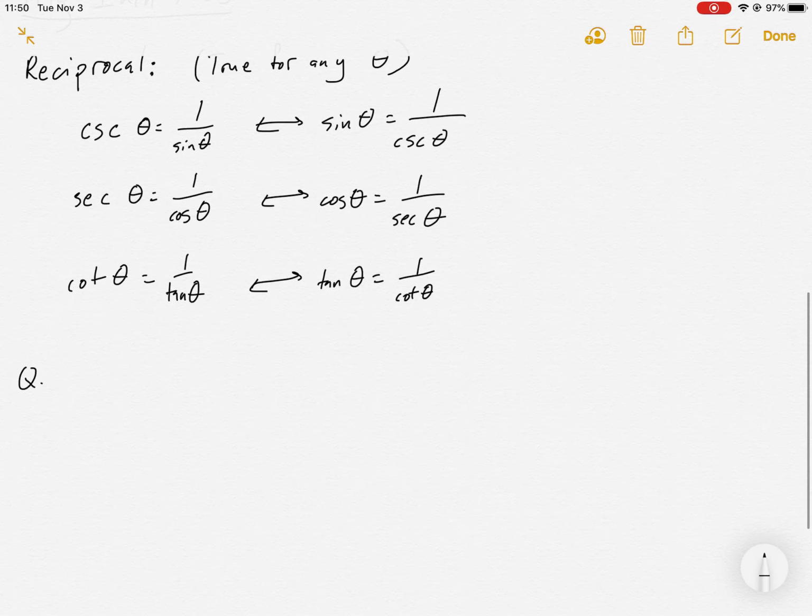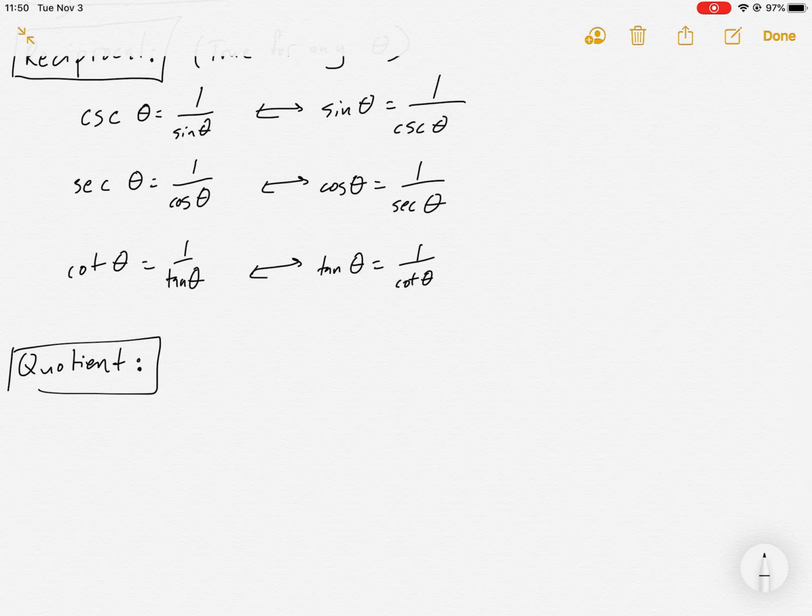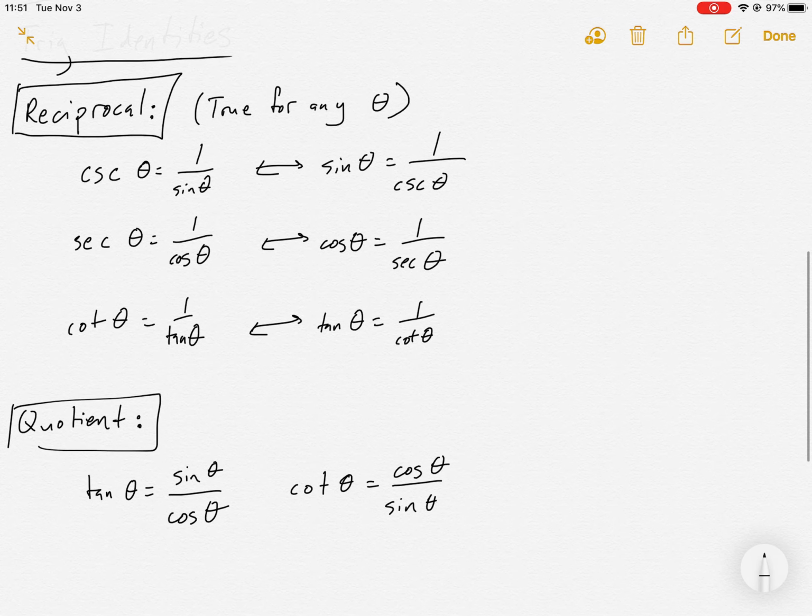The next one is also going to be one that's pretty familiar, the quotient identities. So we have quotient, we have reciprocal. These ones have to do with tangent and cotangent. So tangent is sine of theta over cosine of theta. And cotangent, remember cotangent's the reciprocal of tangent, so therefore cotangent is cosine over sine of theta. And those are the quotient identities. So all of these, like I said, I won't really be putting on a formula sheet. You should have these essentially memorized.